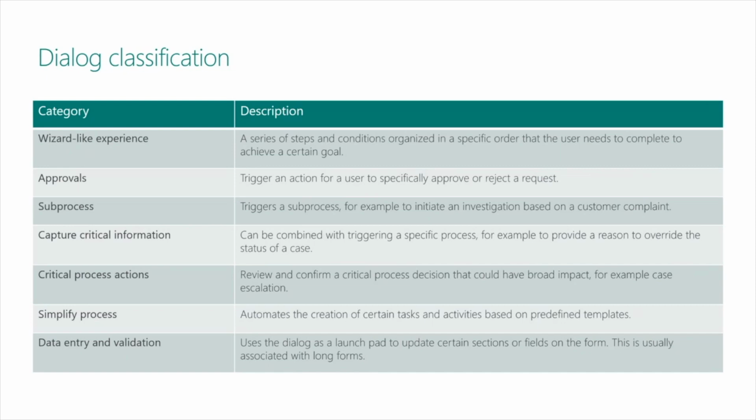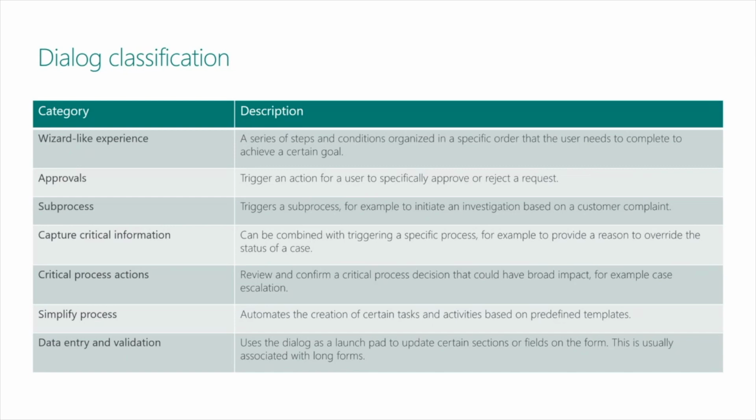Another popular pattern that we have seen is to emphasize a specific set of information that you want to capture as part of your record. So, for example, if you want to specifically provide a reason to override the status for a case. So capturing those critical pieces of information is one usage that we see as well.